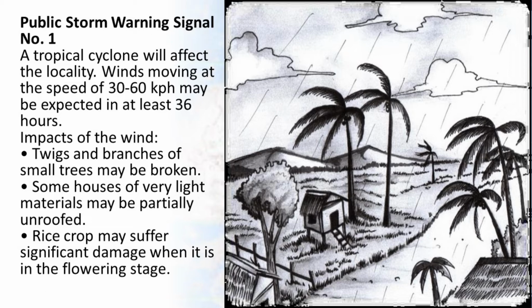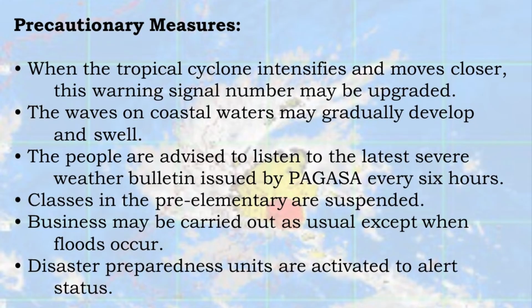Some houses of very light materials may be partially unroofed. Rice crop may suffer significant damage when it is in the flowering stage. Precautionary measures. When the tropical cyclone intensifies and moves closer, this warning signal number may be upgraded. The waves on coastal waters may gradually develop and swell. The people are advised to listen to the latest severe weather bulletin issued by PAGASA every 6 hours.